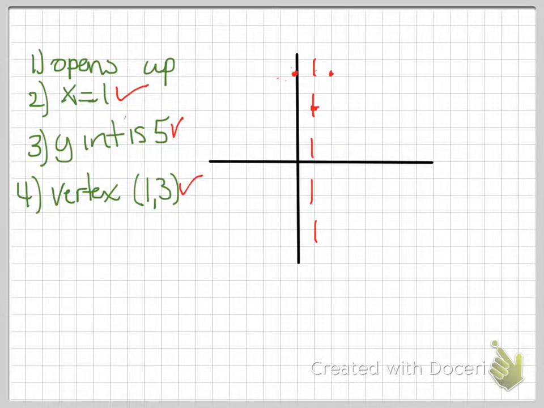We know it opens up, so now we're just going to sketch him in. Let's go with a different color here to sketch him in. And then you know he's a parabola. You know what shape he's supposed to be. Take the points that you have and sketch him up. So he'll go up here, and he'll go up here. Make sure he's going through that point. Mine's off a little bit. And there is your equation, and there is your parabola.